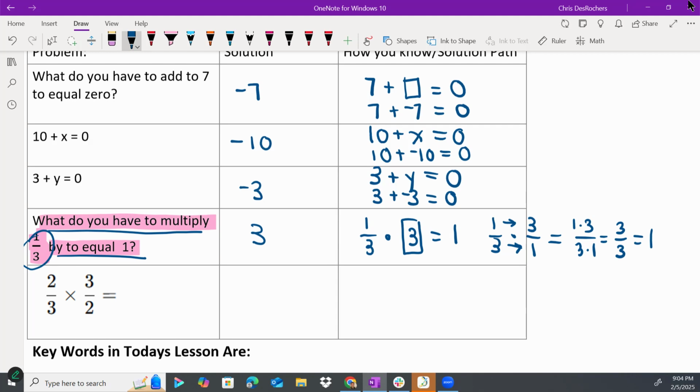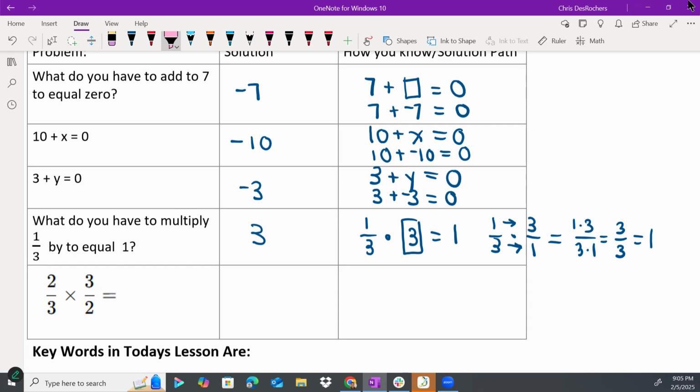And what we're learning now is familiarizing ourselves with the idea of recognizing what numbers we need to multiply to equal 1, or what numbers we need to add together to equal 0. Because these two things are going to help us to solve rational equations. All right, off to our next question.